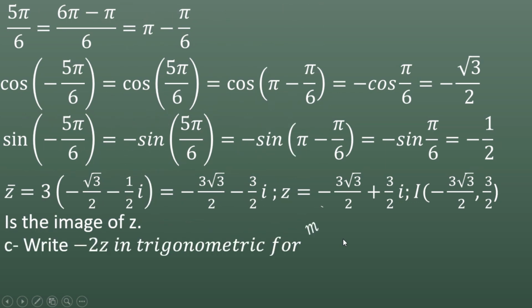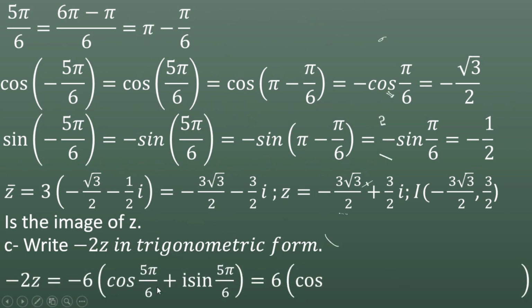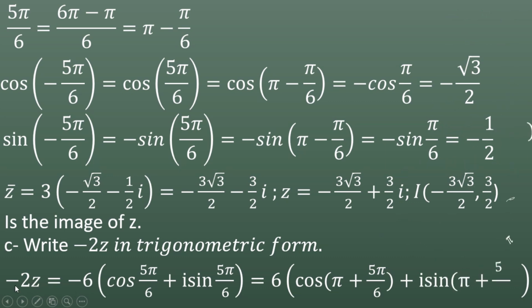Write minus 2z in trigonometric form. Minus 2z: we have to multiply z by minus 2, which gives minus 6 times the bracket. This form is not the trigonometric form because here we have a negative number. So we have to introduce the minus inside the brackets. We have here minus cosine 5 pi over 6 minus i sine 5 pi over 6.